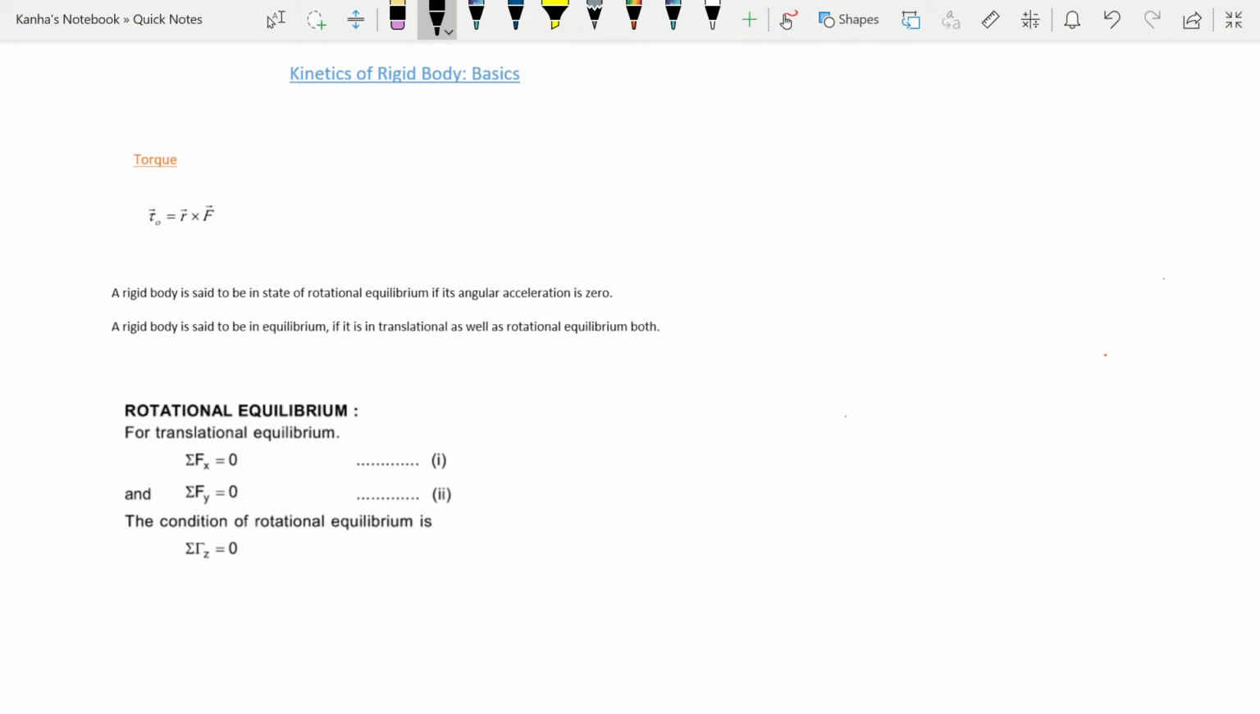Now let us quickly discuss the kinetics of rigid bodies. I'll start with the basic definition, which is that of torque. Torque basically gives you the tendency of a force to cause an object to rotate about a given point or about a given axis.